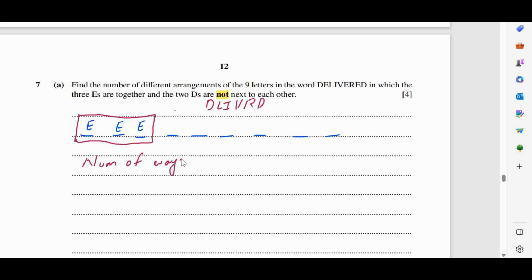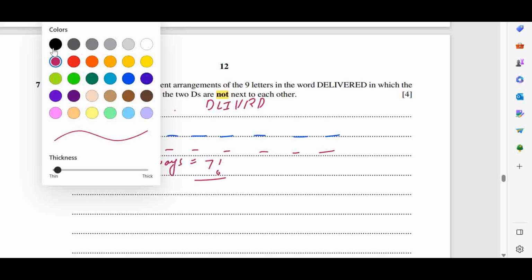So let's find out the total number of ways. Now here we can see, let's consider it one variable. Like here, this will be the 1. So 1, 2, 3, 4, 5, 6, and 7. So total we have 7 letters. So 7 factorial divided by, let's see the repeated letters over here.